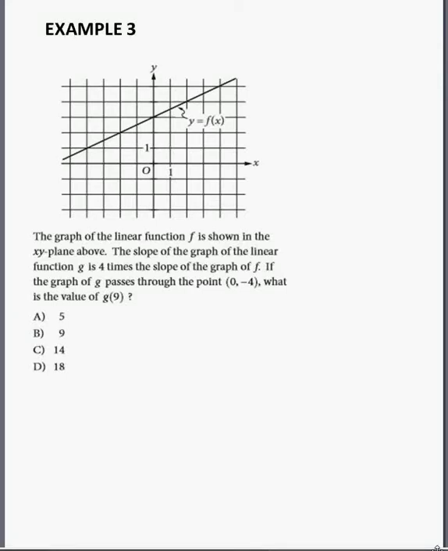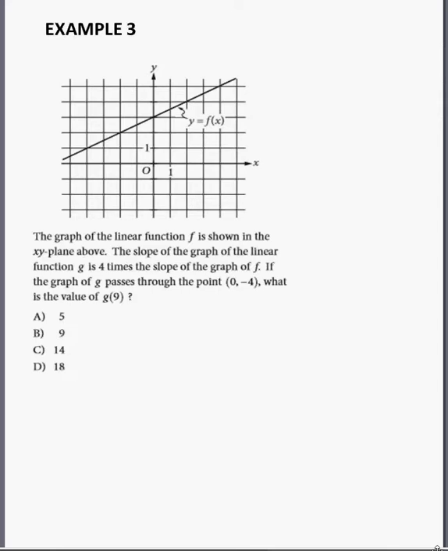Okay, let's take a look at our third example. Here we have a graph f of x, and they say the graph of the linear function f is shown in the xy plane. The slope of the graph of the linear function g, which is not shown here, is 4 times the slope of the graph of f.